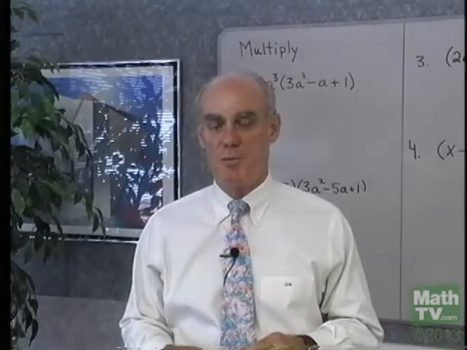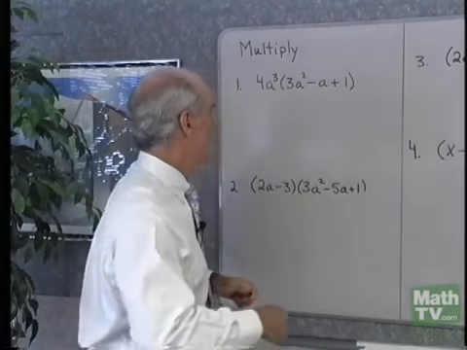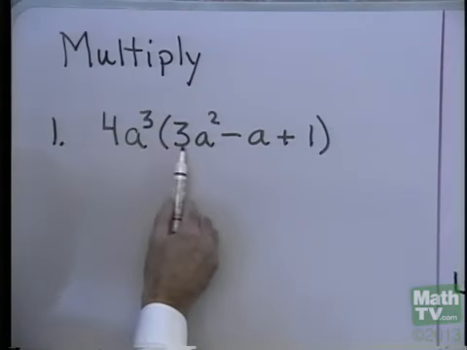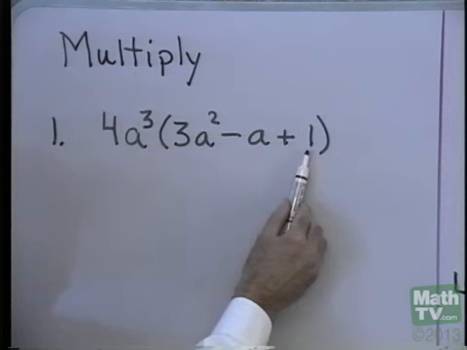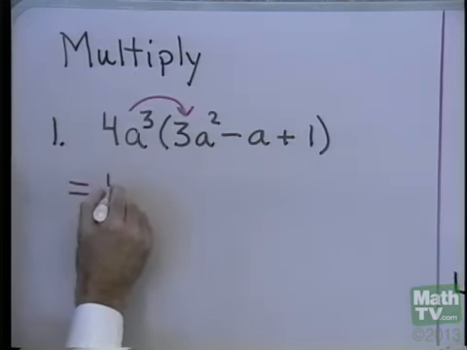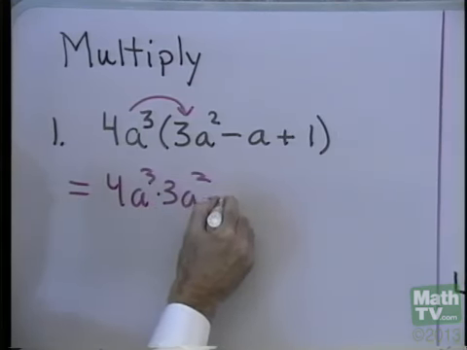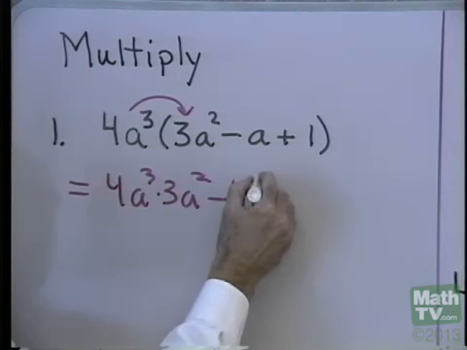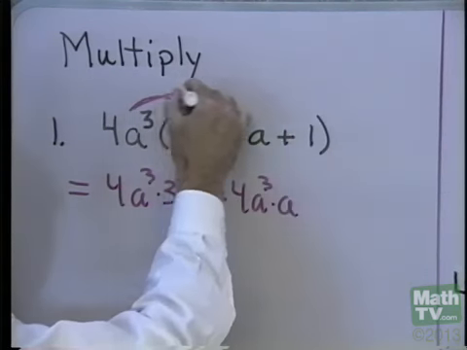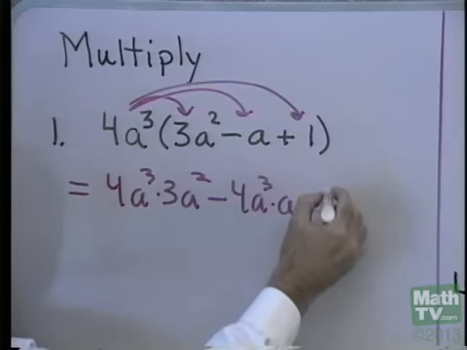Our first problem with multiplication with polynomials is really just an application of the distributive property. We want to multiply 4a cubed times 3a squared minus a plus 1. By the distributive property, we know that will be 4a cubed times 3a squared minus 4a cubed times a, that's that term, plus 4a cubed times 1.